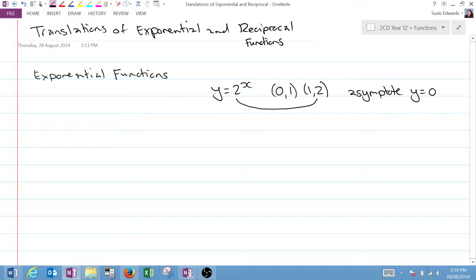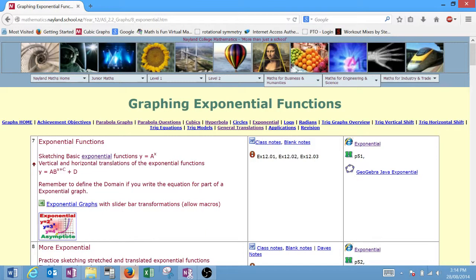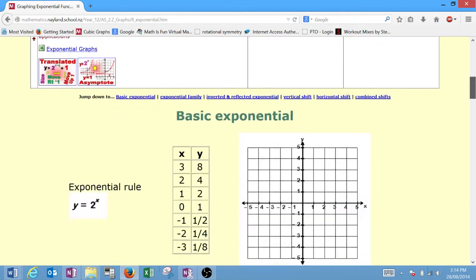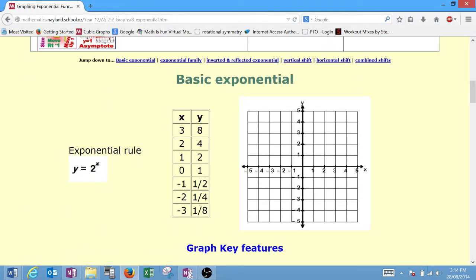So we're going to use the website we always use for these sort of translations, and all the rules are actually very similar to quadratics and to cubics. If we have a look at graphing exponential functions, you've got the web address up the top there if you want to have a look at this. We start off with our basic exponential function, y equals 2 to the power of x. As you can see, it goes through 0, 1, and it goes through 1, 2.